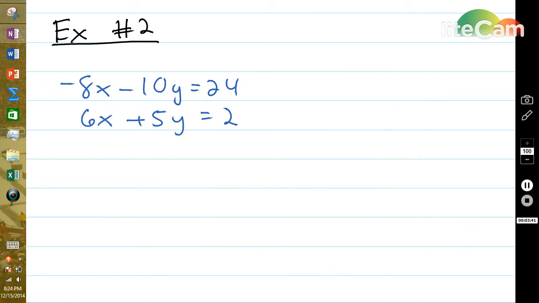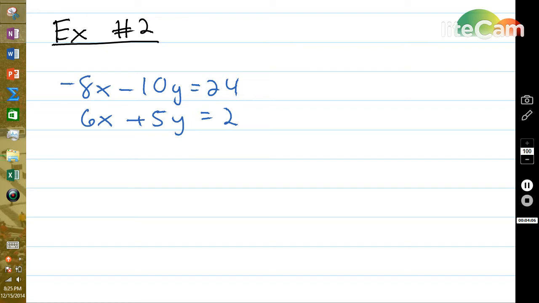As I mentioned earlier, in order to eliminate, you must have two terms that have opposite coefficients. In this example, number 2, our x terms have coefficients that are not opposites. We have a 6 and a negative 8. Those will not cancel out to 0. Our y terms have negative 10 and 5. Those will not cancel out to 0 either. So we're going to multiply one of these equations by some constant to create opposite coefficients.